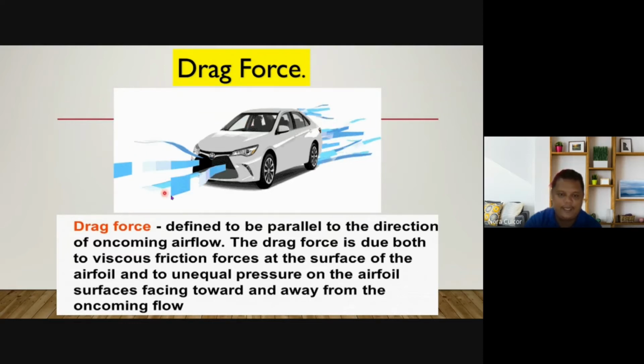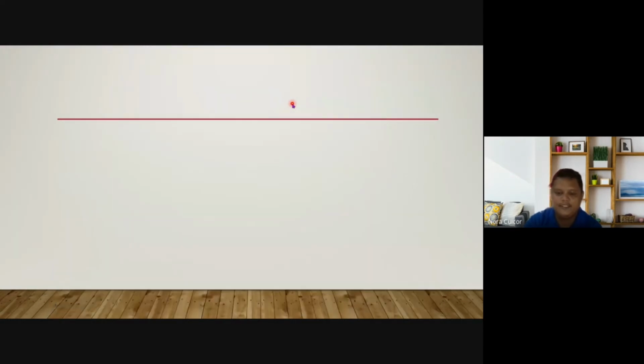The flow of the air is coming from the left to the right, and the car is directly coming to the air, no? Okay, drag force.